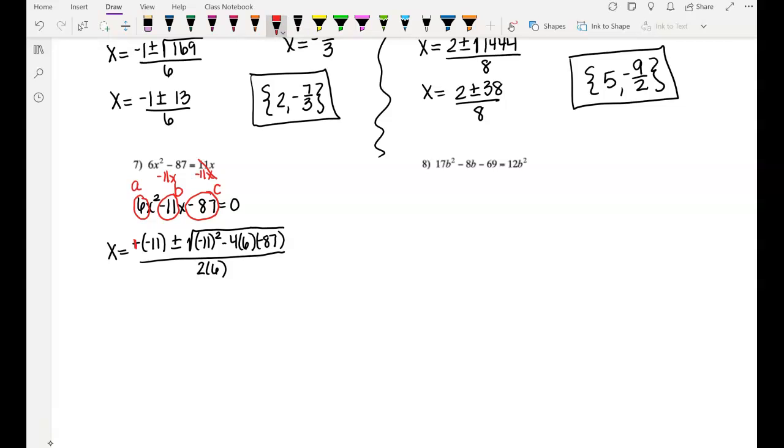So again, the double negative out front with the 11. So x equals 11 plus or minus the square root. Negative 11 squared would be 121. Negative 4 times 6 is negative 24. Negative 24 times negative 87 is positive 2088. And that's all going to be divided by 12. It's just a matter of simplifying the math in the formula.